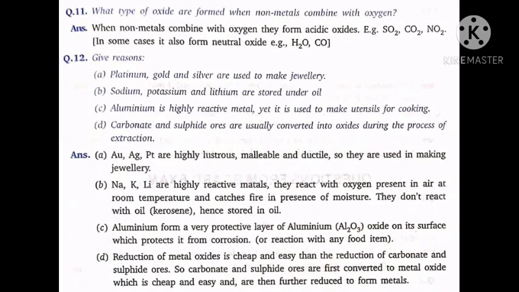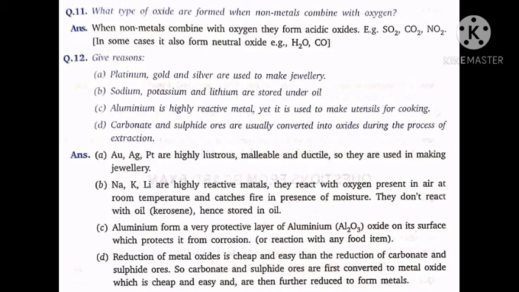Next question, question number 11. What type of oxides are formed when non-metals combine with oxygen? Answer. When non-metals combine with oxygen, they form acidic oxides. Example, SO2, CO2, NO2. In some cases, they also form neutral oxides. Example, H2O, CO.